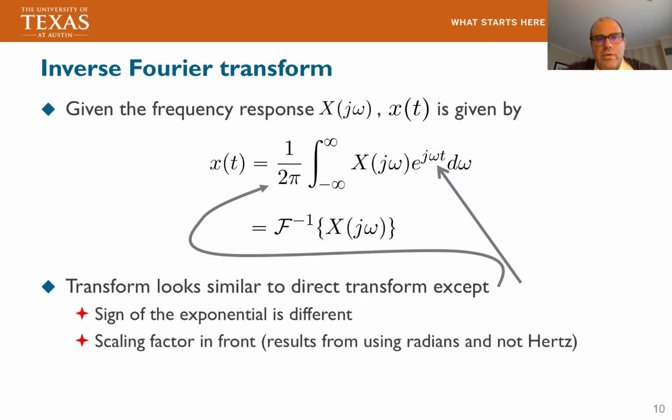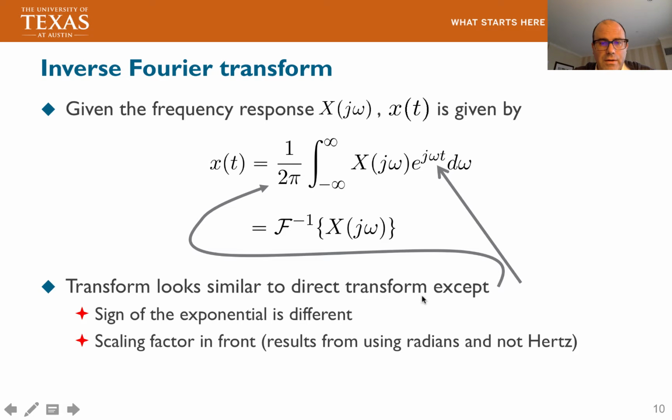Now let's look at the inverse Fourier transform. The inverse, as we saw in the last lecture, is defined as 1 over 2 pi, the integral from minus infinity to infinity, of X of j omega e to the j omega t d omega. Now note that this looks very much like the Fourier transform, except that the sign of the exponential isn't negative, it's positive. And we have a scaling factor of 1 over 2 pi.